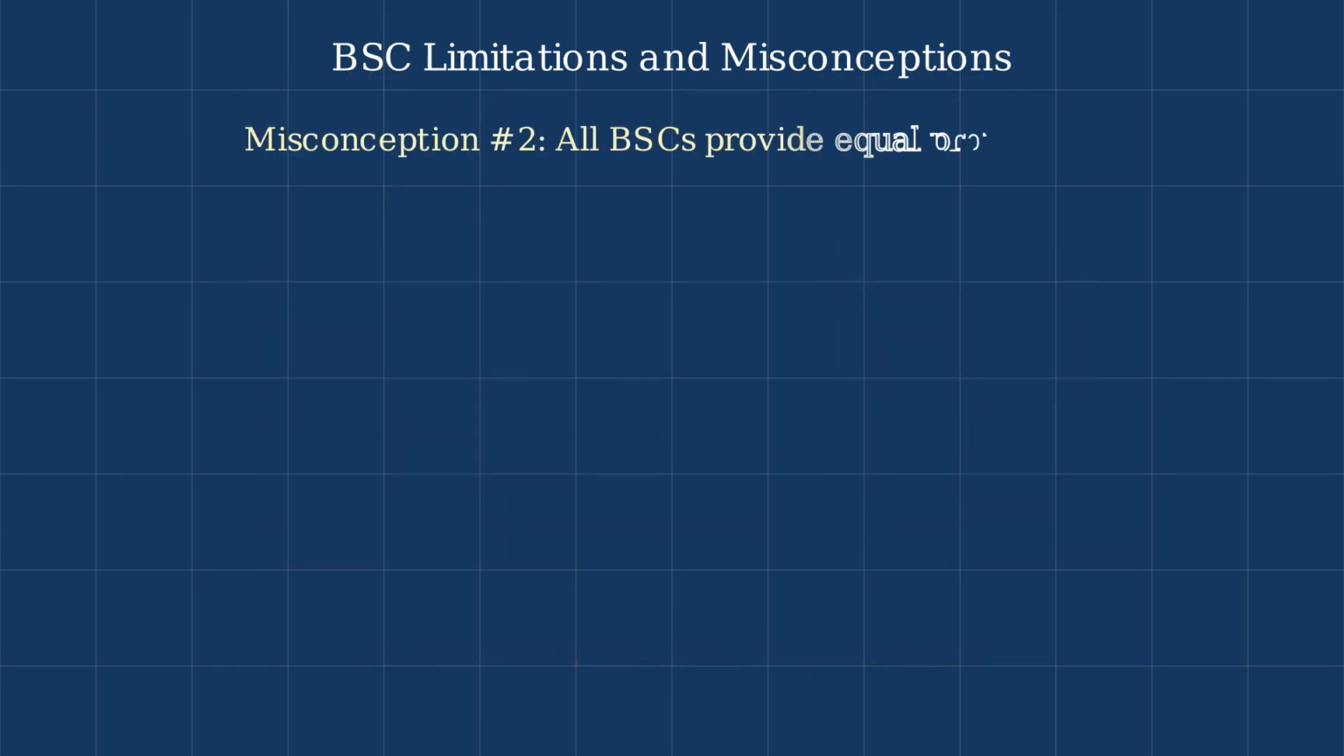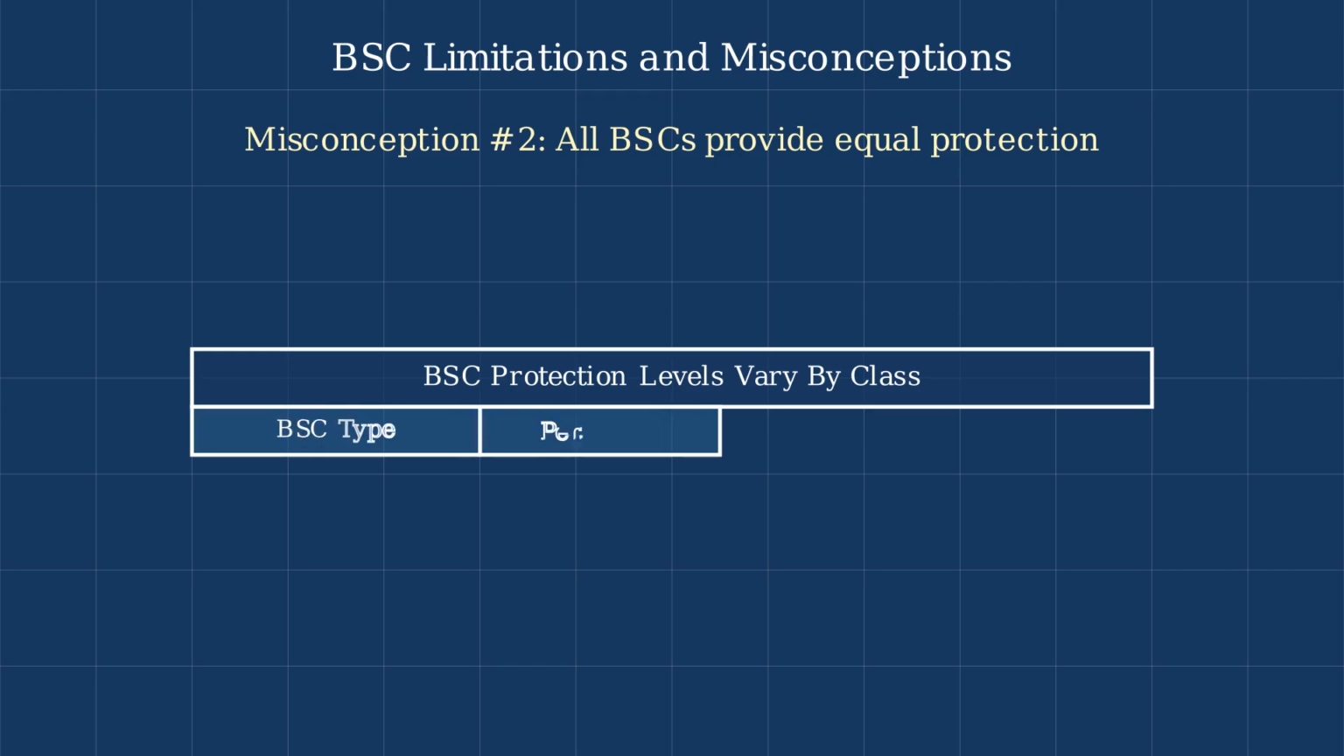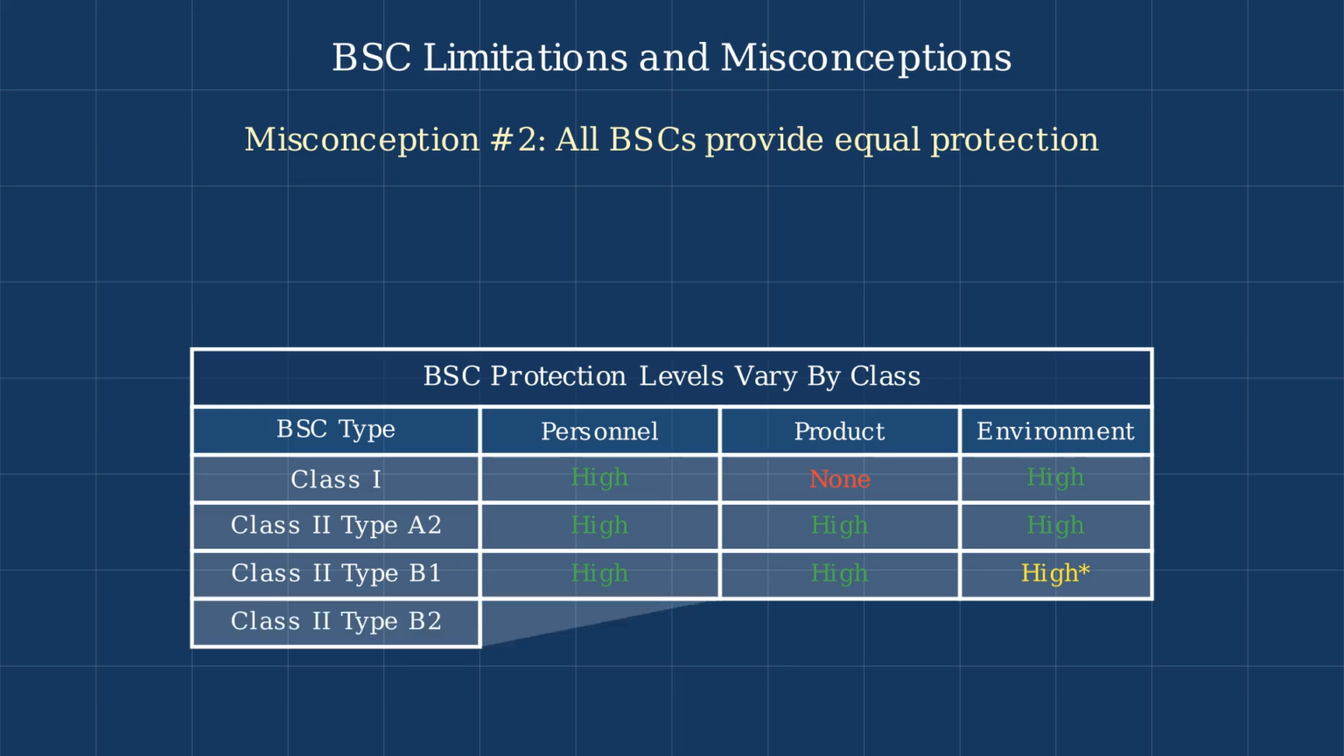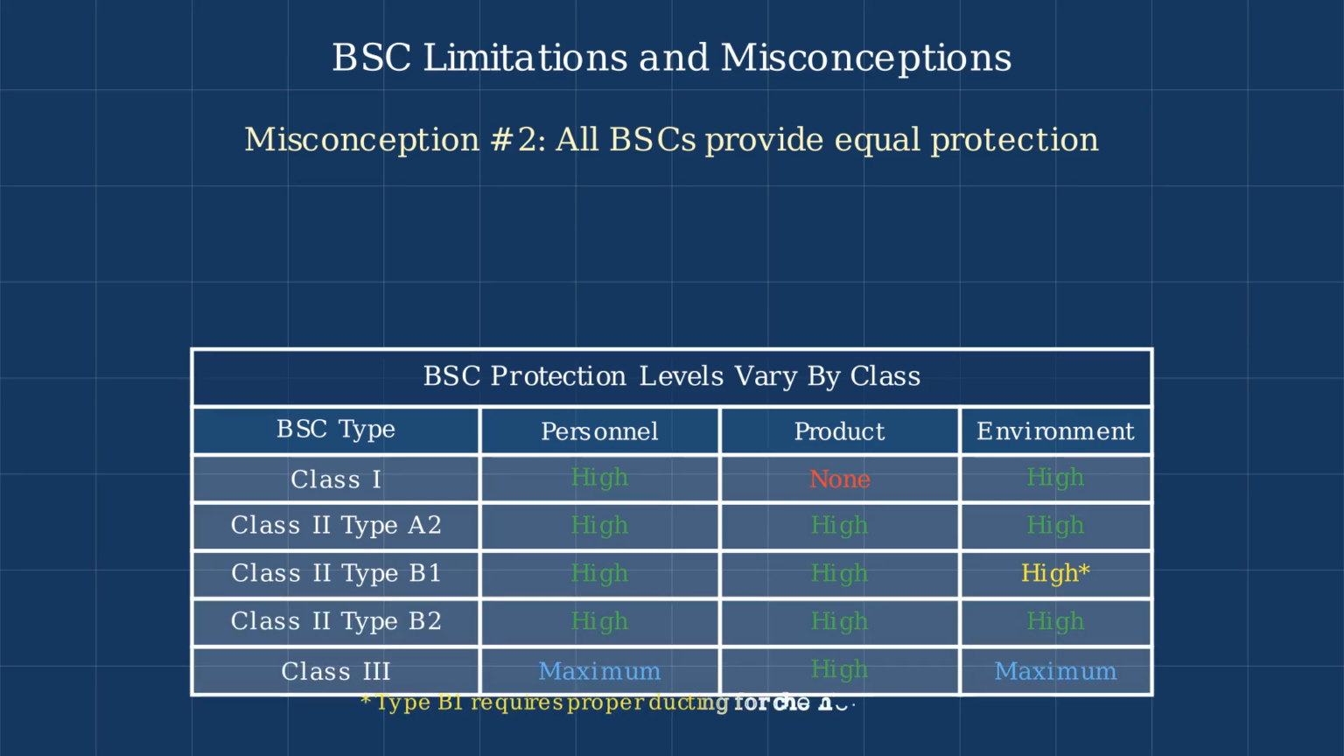Another common misconception is that all biosafety cabinets provide the same level of protection. In reality, different BSC classes and types offer varying levels of protection for personnel, products, and the environment. Class 1 cabinets provide good personnel and environmental protection, but no product protection. Class 2 cabinets offer different levels of protection based on their specific type. Class 2 Type B cabinets and Class 3 cabinets provide enhanced protection, especially when working with particularly hazardous agents or when chemical protection is needed.